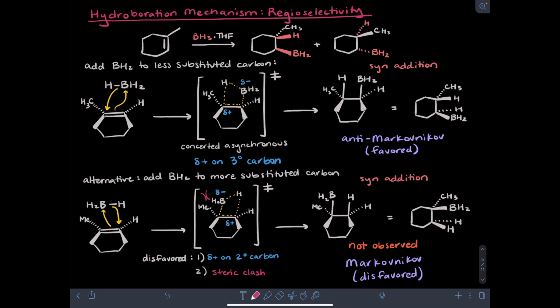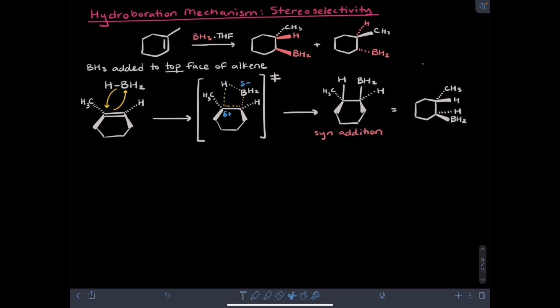So far, I've looked at 2 different possibilities for the way we add the BH3. I compared transition states and determined that the product where the BH2 group is added to the less substituted carbon is favored, both based on partial positive charges at the transition state and based on sterics at the transition state. Now we want to consider the stereochemistry of the products that formed.